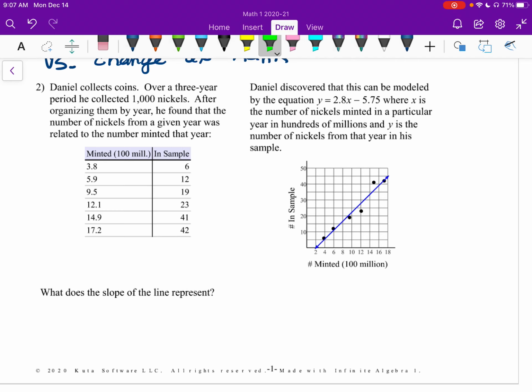So second paragraph, Daniel discovered that this can be modeled by the equation, and there's the line, where X is the number of nickels minted in a particular year in hundreds of millions, and Y is the number of nickels from that year in his sample.